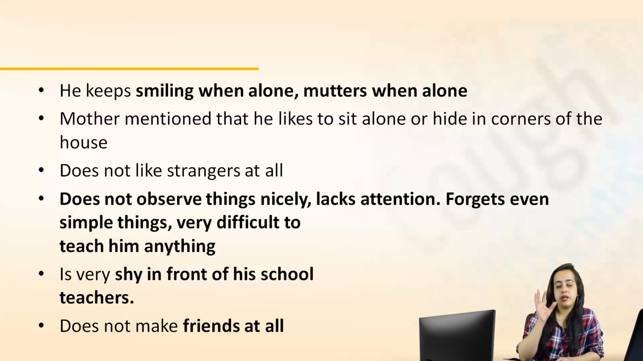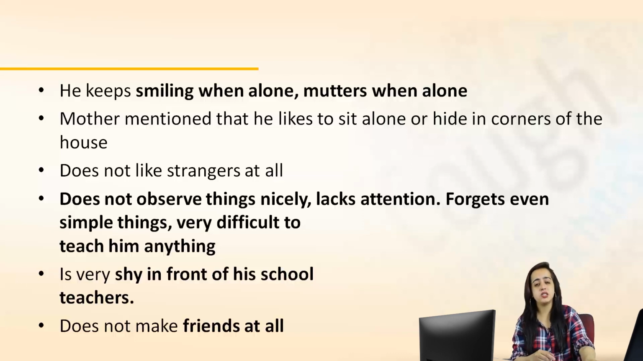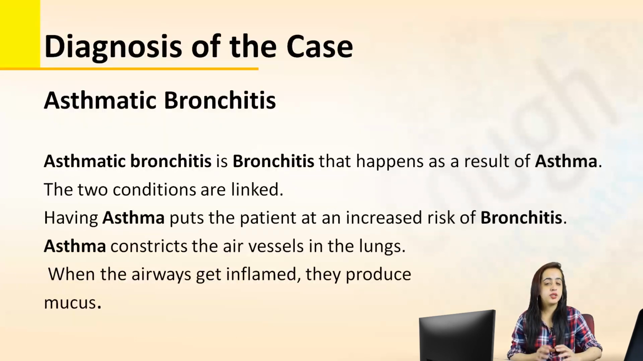So now we have an idea of the life situation of the child and the mental symptoms of the child. Let us finally have a look at the diagnosis of the case. I hope when I told you to correlate the symptoms with the investigation findings, and when we discussed that this comes into the category of reactive airway diseases, you may have a brief idea of what the diagnosis could be. So, this case was diagnosed to be of asthmatic bronchitis.